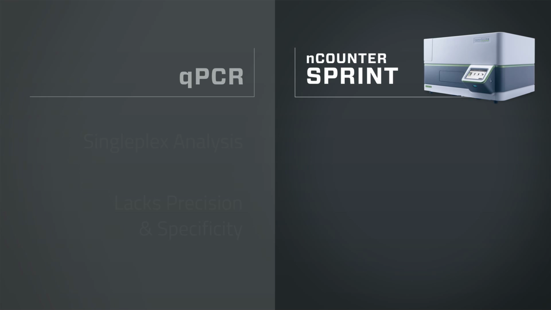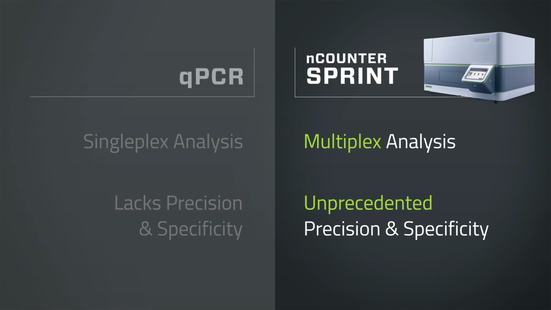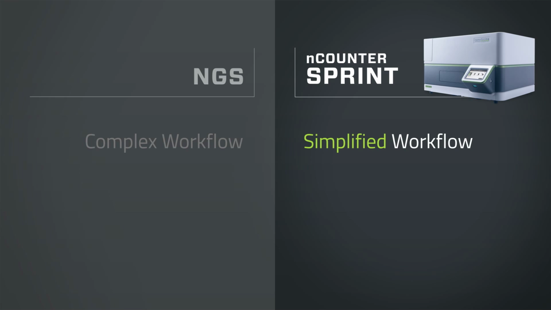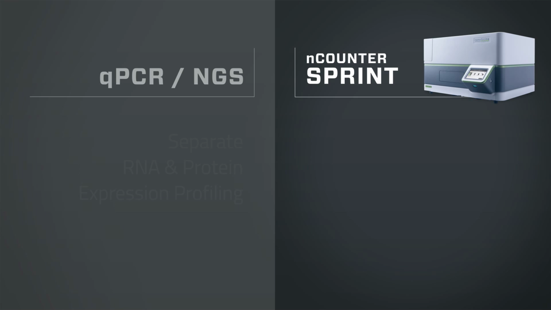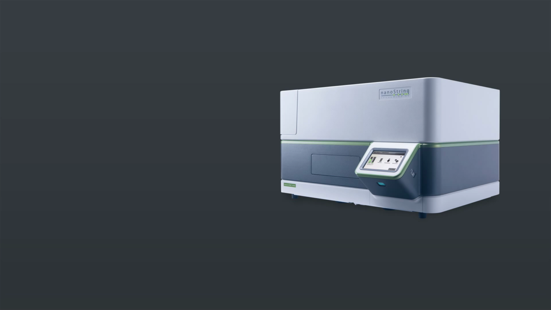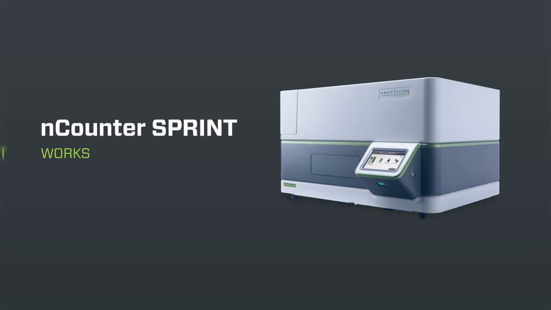Unlike qPCR, it offers multiplex analysis with exceptional precision and specificity. Unlike NGS, it offers a simplified workflow. Unlike both, it performs simultaneous RNA and protein expression profiling. What does this ultimately mean? A radically accelerated pace of research and a tool that works at the speed of you.